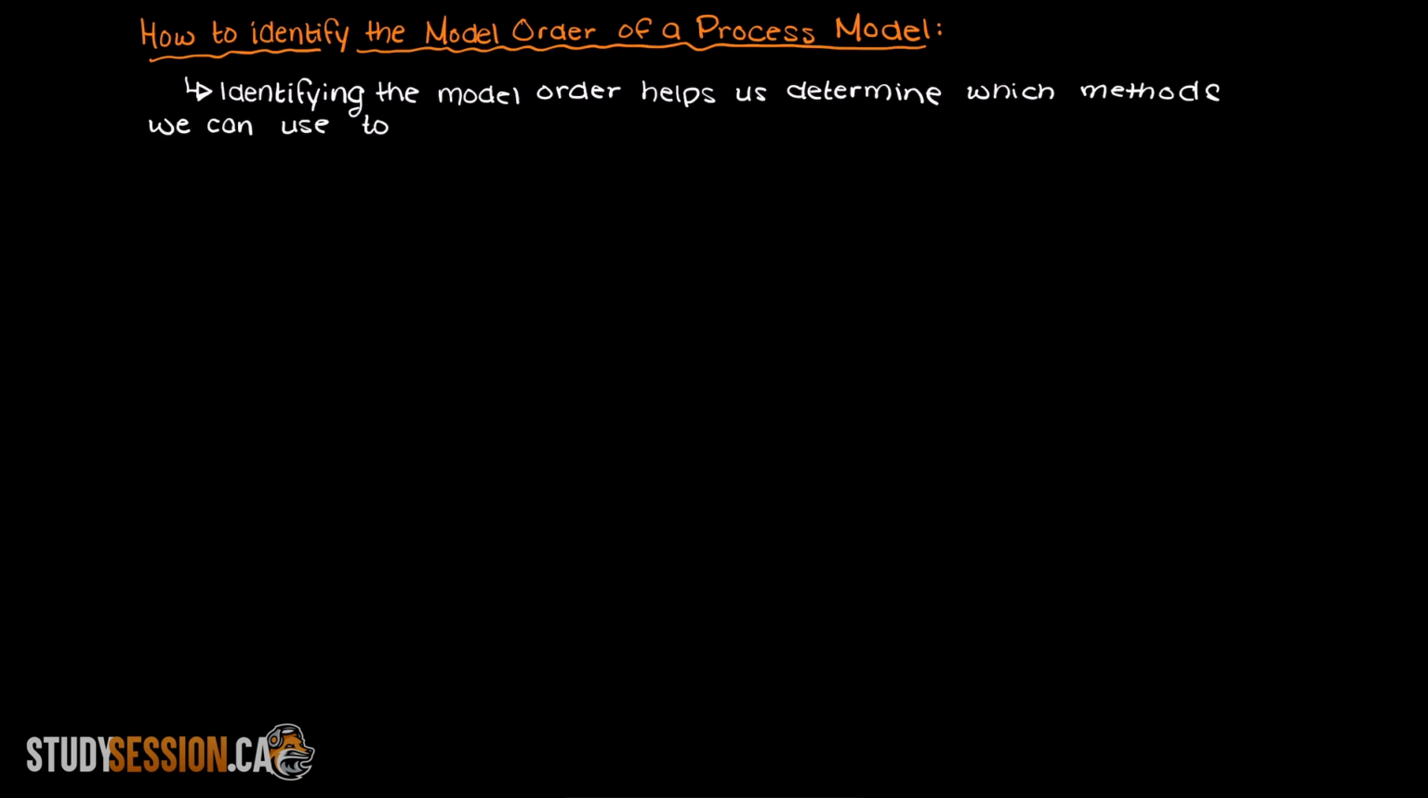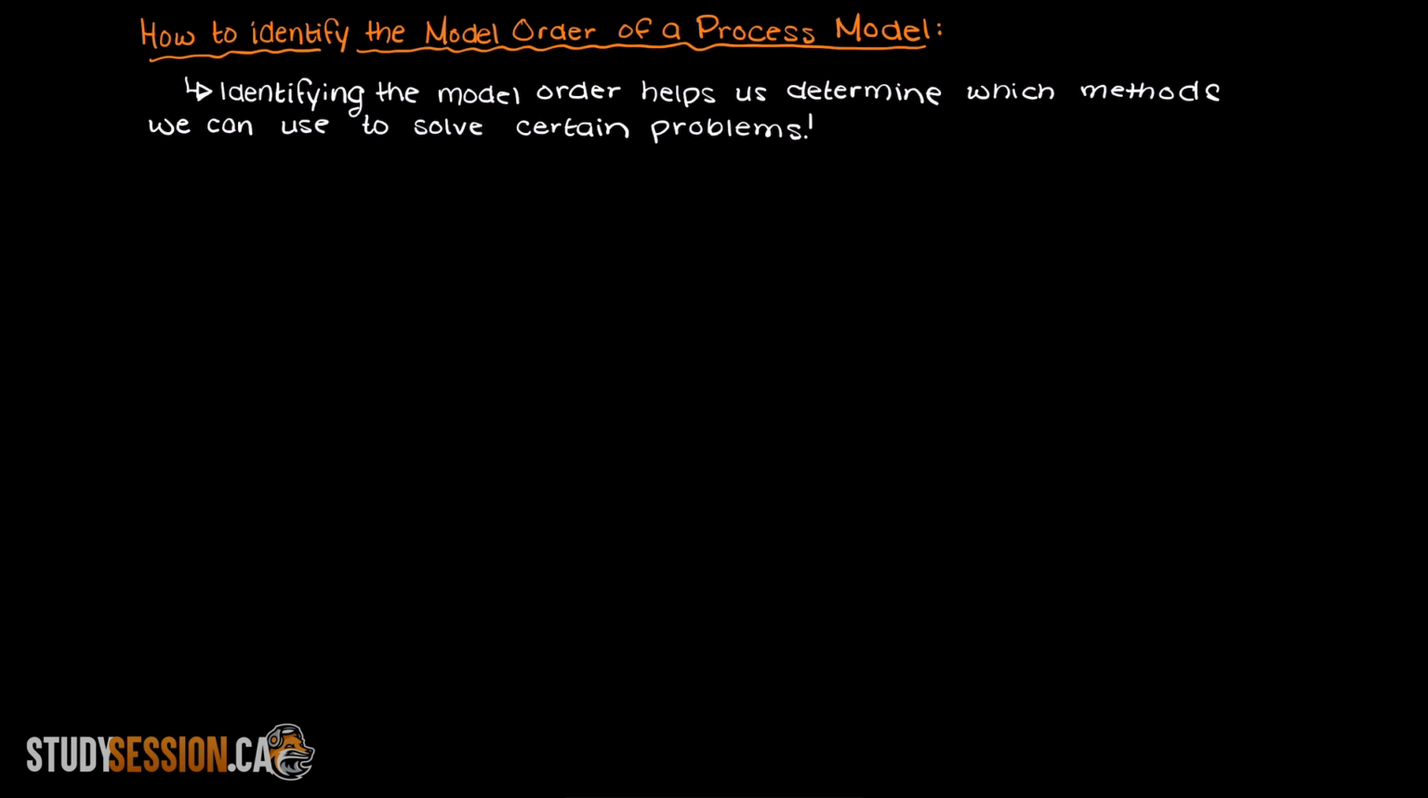Hi everyone. In this video, we're going to talk about what the model order of a process model is. The purpose of identifying the model order of a process model is to determine which methods we can use to solve certain problems. Therefore, being able to identify a process model's order is very important.